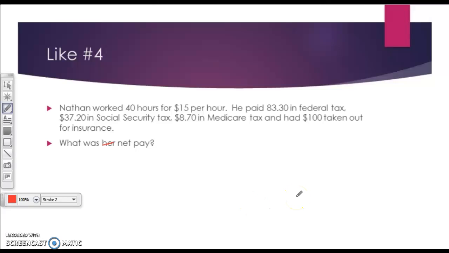Here we have a problem. It says Nathan worked 40 hours for $15 per hour. He paid $83.30 in federal tax, $37.20 in Social Security tax, $8.70 in Medicare tax, and had $100 taken out for insurance. What was his net pay?